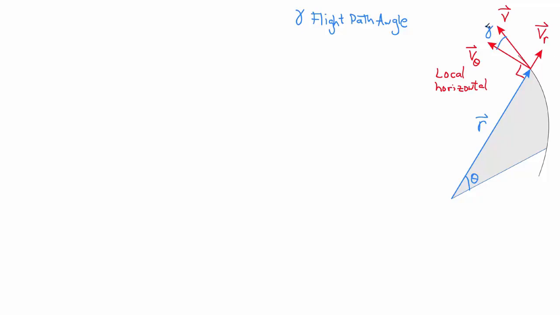A natural question to ask is, how would we calculate the flight path angle gamma? Well, it turns out that gamma is an angle in the triangle whose sides are v theta, VR, and V. So we can take the tangent of that angle gamma, and that's, of course, nothing other than VR divided by v theta.